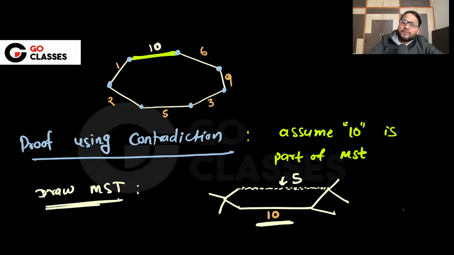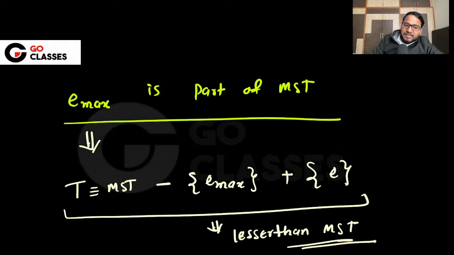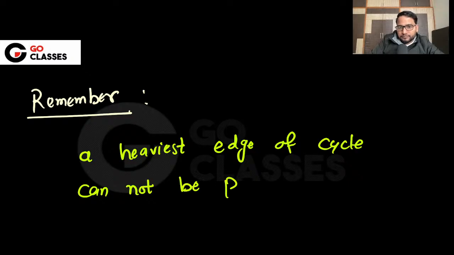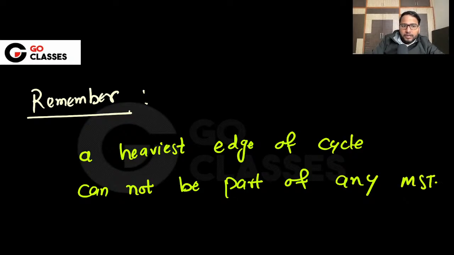Anyway, the result is more important. I will ask you to remember this result because this is very important. The result says that a heaviest edge of a cycle cannot be part of any MST. Okay, is this clear to everyone? This is called cycle property.